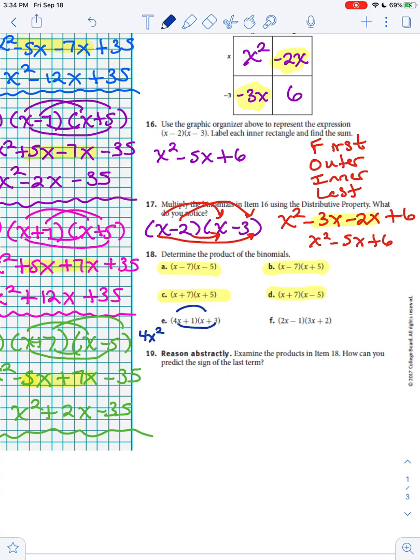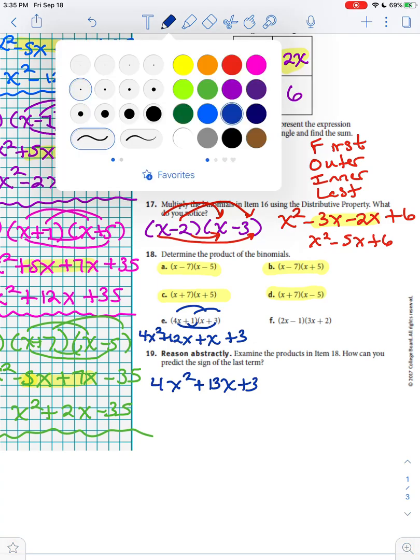Okay, now our outers is 4x times 3. So that's going to be 12x. And our inners is 1 times x, so that's 1x. And our last is 1 times 3, which is 3. So I'll write the answer underneath number 19. So we end up with 4x squared plus 13x plus 3.